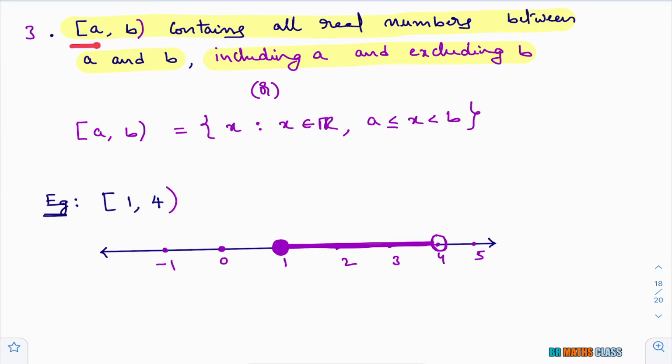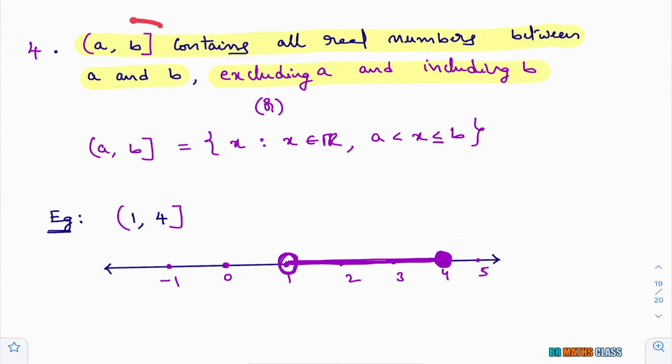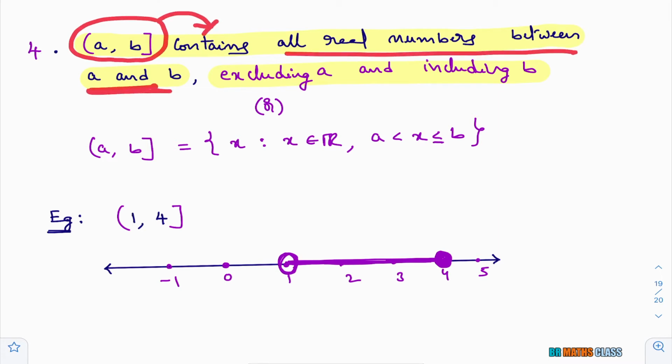How to read this interval? This is the interval closed A, open B. Now, the last interval. You observe this. How to read this? We read it as the interval open A, closed B. What does it mean? It contains all real numbers between A and B. As for A, an open bracket is there, so A is excluded and B is included. I hope you are understanding. The interval open A, closed B contains all real numbers between A and B, excluding A and including B.